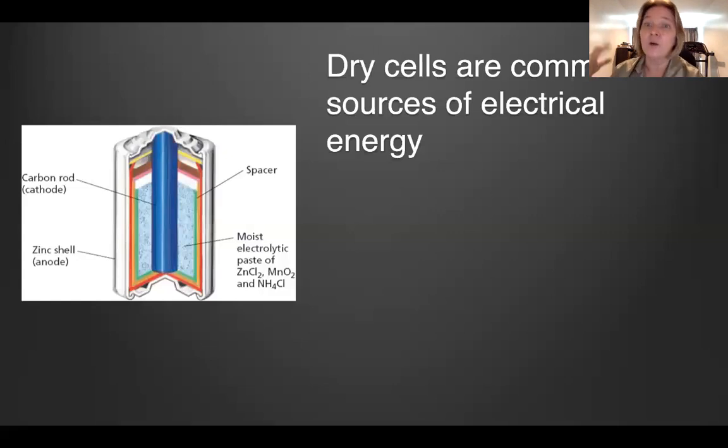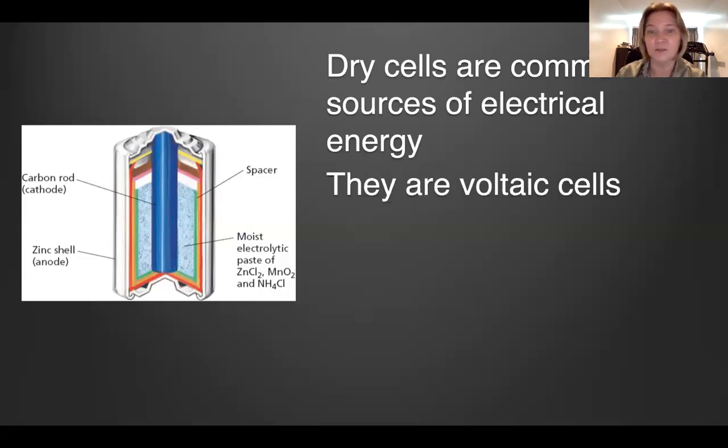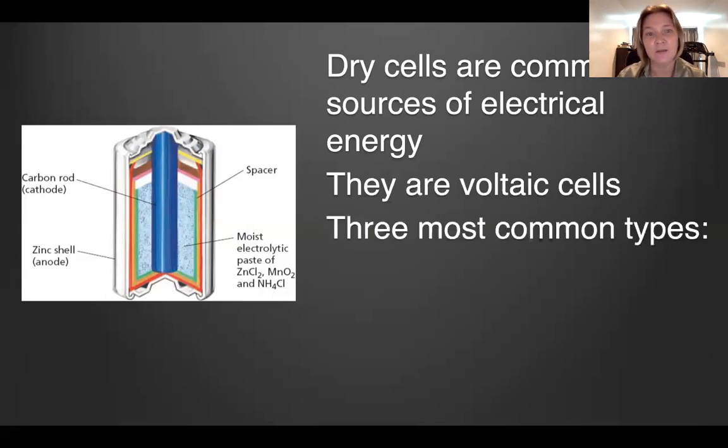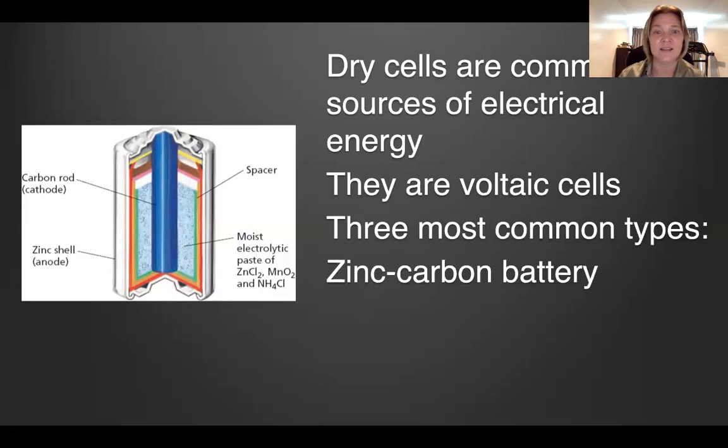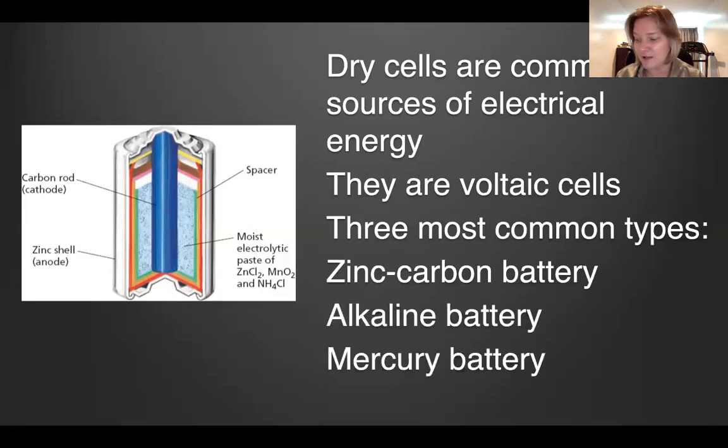Dry cells, or batteries, are common sources of electrical energy. These are voltaic cells. The 3 most common types of batteries are the zinc carbon battery, the alkaline battery, and the mercury battery. So I'm going to go through those three types of batteries and basically how they work. It's basically just a matter of using different metals and electrolyte solutions.